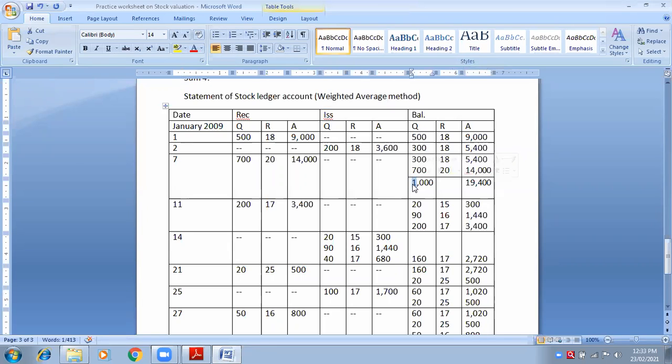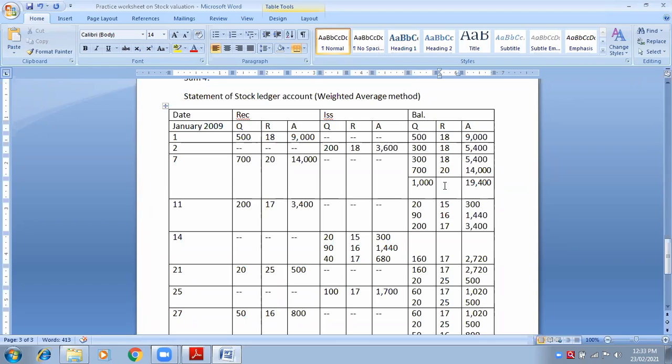In the FIFO method, were we adding and showing the addition part, the total part? No, ma'am. We were just writing. In it, 300 and 700 only had to be recorded together: balance 300 first and then 700. We were not adding at the time of the FIFO method. But now, in the weighted average method, we have to literally add and show the total of quantity and amount. First add the quantity, then add the amount.